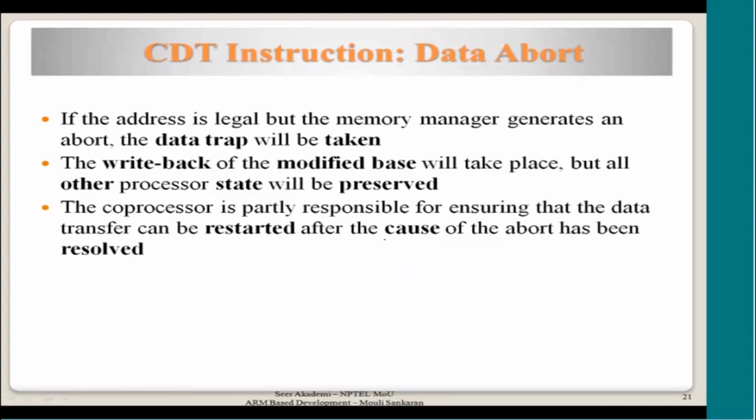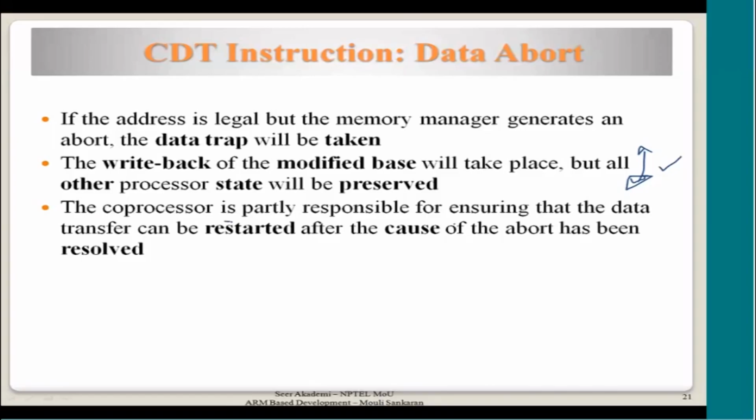So it is very specific to the abort handler how you write the abort handler for the coprocessor. I am not going into the details of this because it is very specific, but I am just giving you something to keep at the back of your mind: a data transfer with the coprocessor and memory can also create an abort, and in that case, how does the ARM behave? How does the ARM behave if the coprocessor is partly responsible?